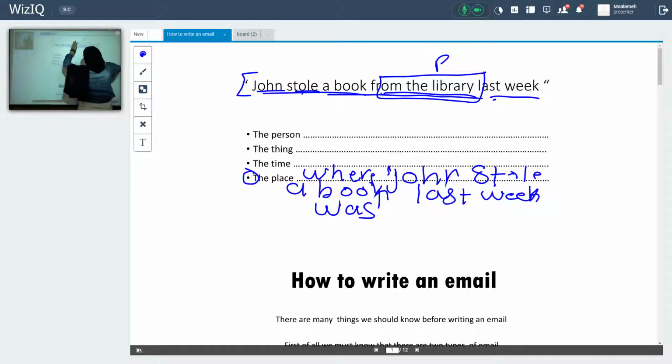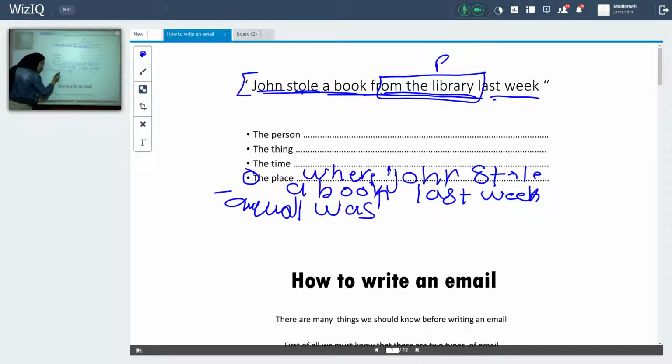But here, actually, I have from and the library. When I have articles like the, a, or an, I cannot separate it from the word. In Arabic, we said I have المدرسة. Can I separate the article from المدرسة? No. Here, the library, it's an article for the library, so I cannot separate it from the library.